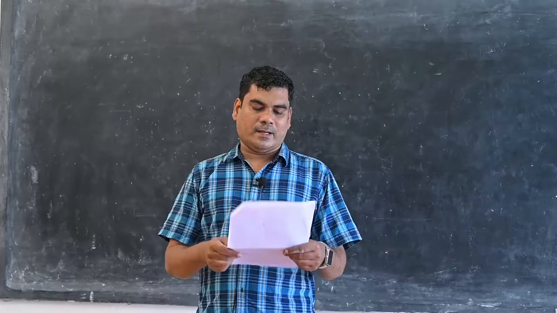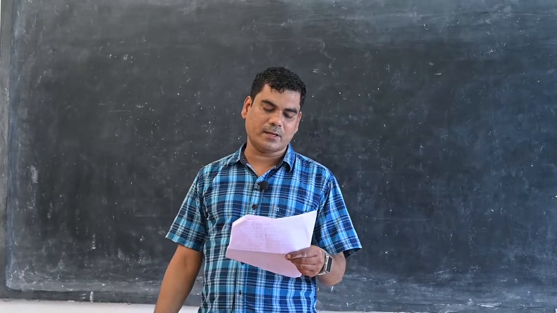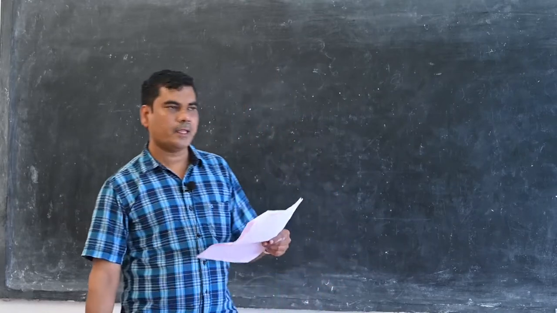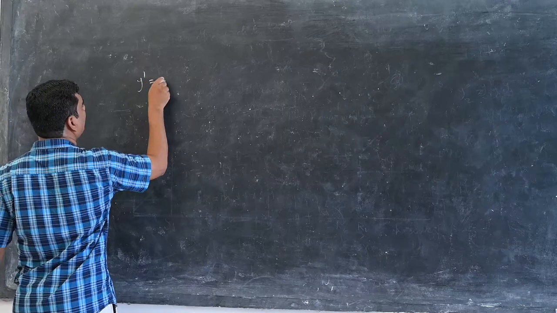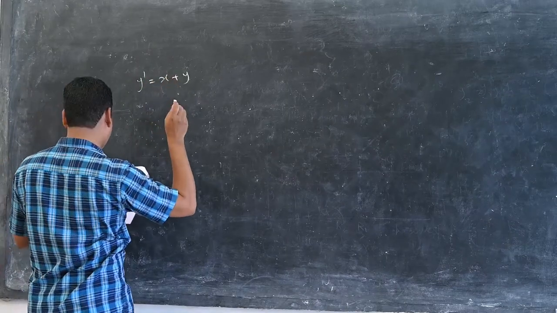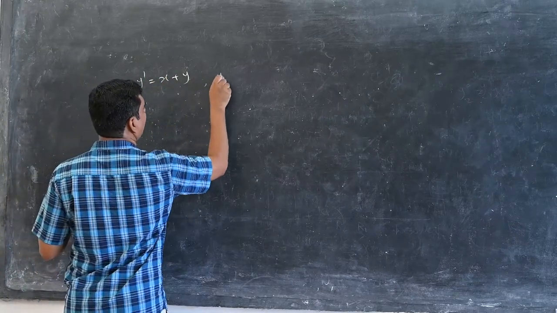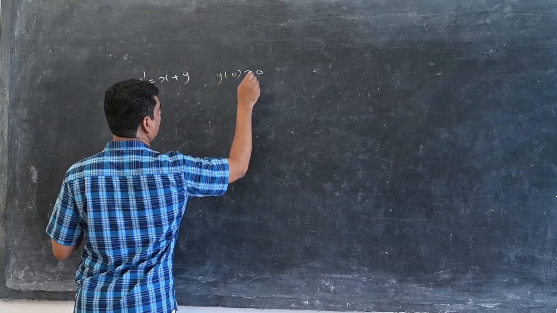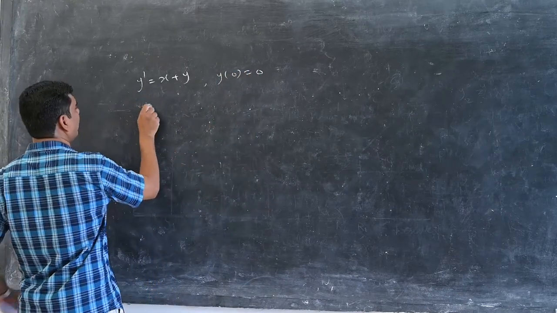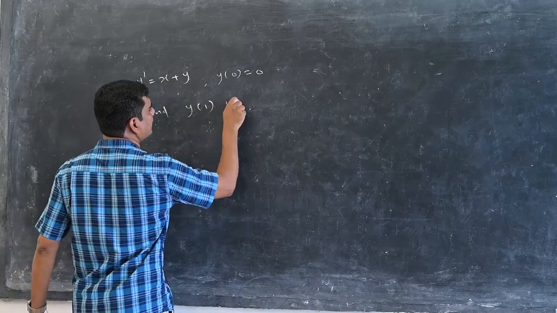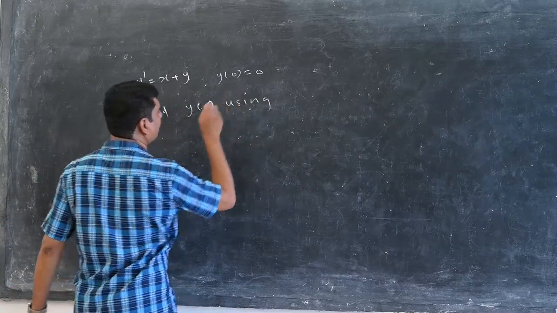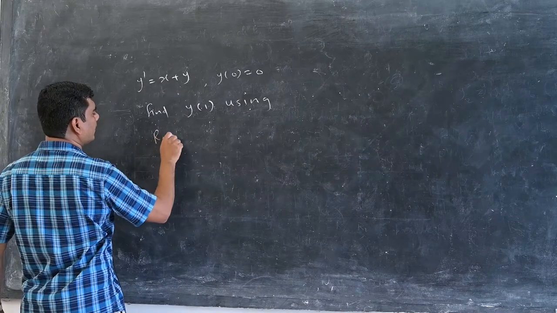Consider an example for Runge-Kutta method. Given the initial value problem y derivative is equal to x plus y, initial condition is y of 0 is equal to 0. Find y of 1 using Runge-Kutta method.